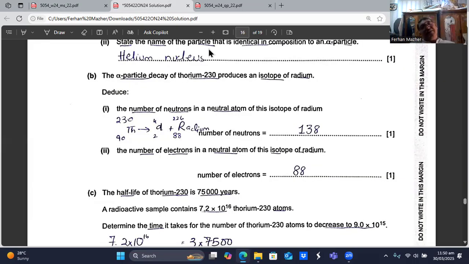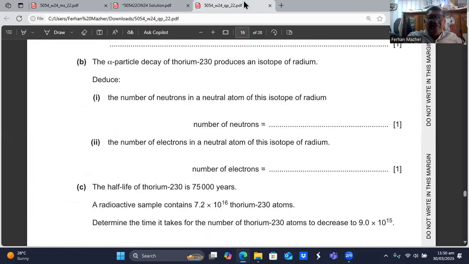Whenever an alpha particle is given out, the daughter nucleus which is formed has its proton number decreased by 2 as compared to the parent atom, and its nucleon number decreased by 4. Its mass number decreases by 4. Mass number minus the proton number will give you the number of neutrons. So we just wrote this equation to help us out. So the number of neutrons in the radium will be 138.